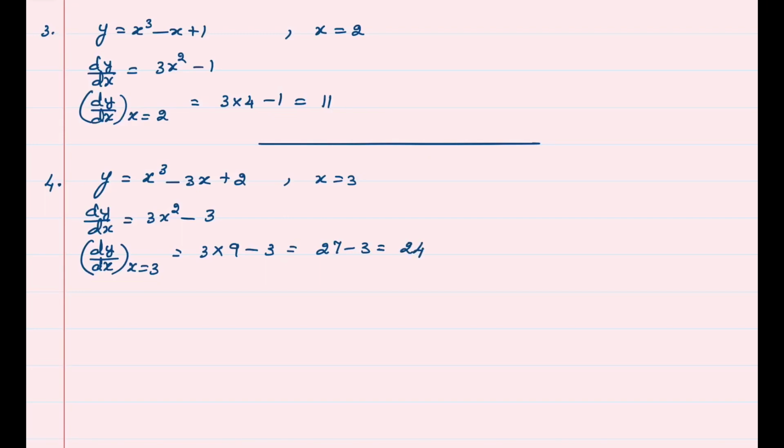If the slope is positive, that means the tangent makes an acute angle with the positive direction of x-axis. And if it is negative, that means the tangent makes an obtuse angle with the positive direction of x-axis.